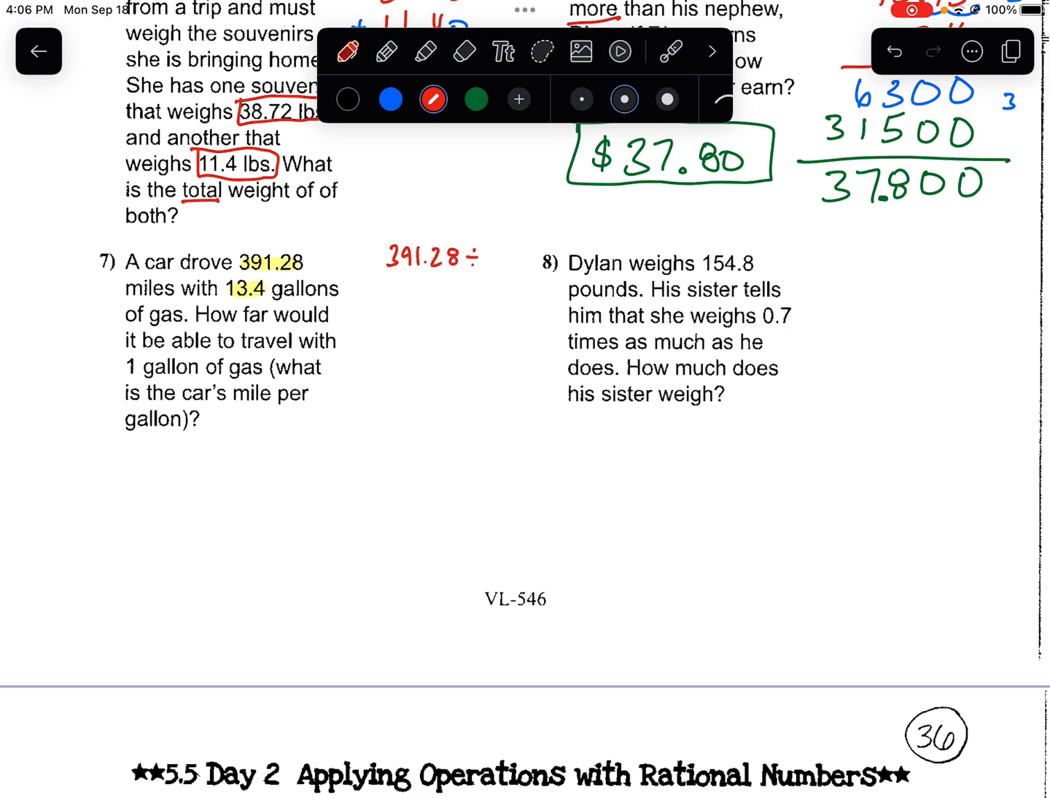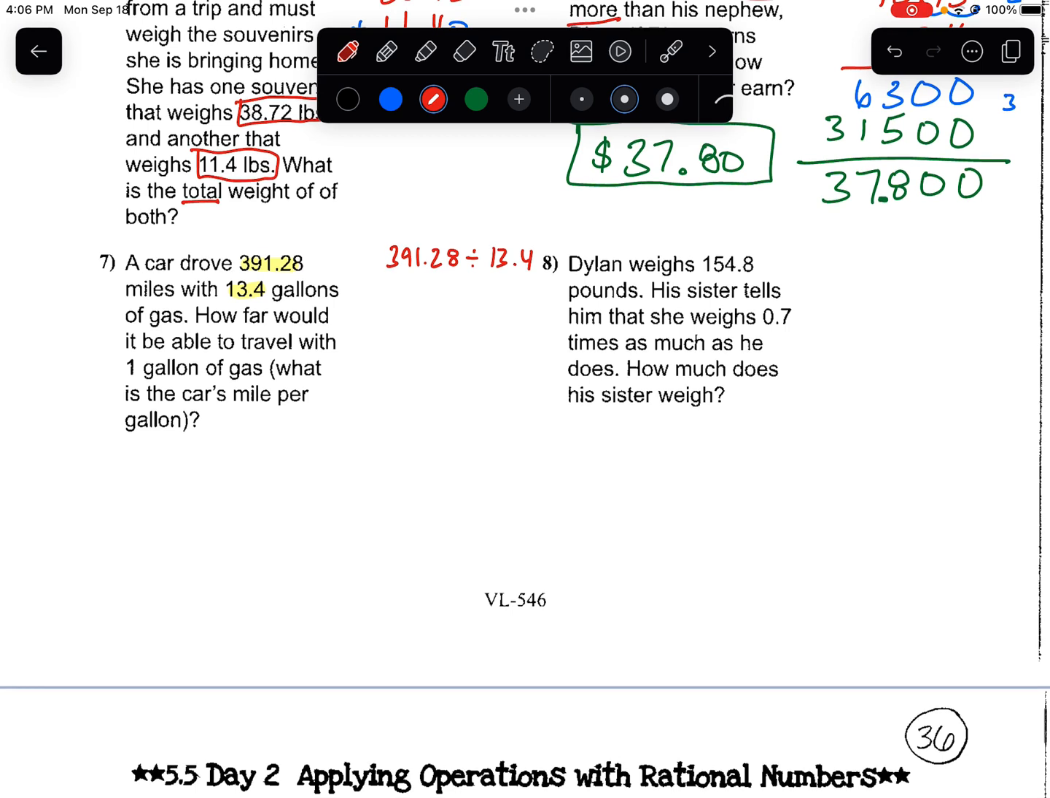So it's 391.28 divided by 13.4. How do I set that division problem up? Well, don't forget, this one goes in and this one goes out. First number always goes in. So in 391.28 and out 13.4. Now, whenever we divide, we do not want a decimal on this outside number, so we're going to move that over 1 space to get rid of it. Now we're divided by 13.4, which means we have to move this also 1 space and straight up to our little answer place, so it goes right here.